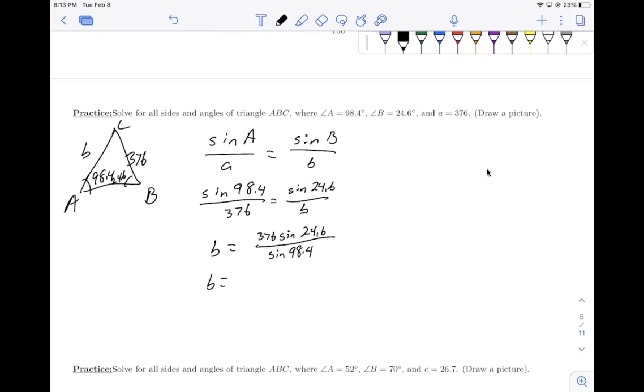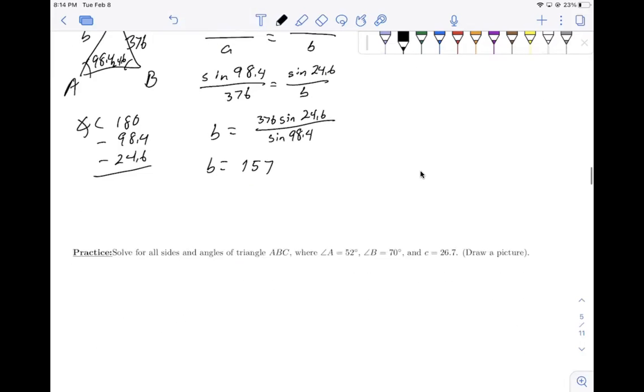Okay, and then just like before, what we could do is solve for angle C here. It's going to be 180 minus all of that, 98.4 minus 24.6. Get whatever number that is and use the law of sines again and keep going. All these problems are going to follow more or less similarly.